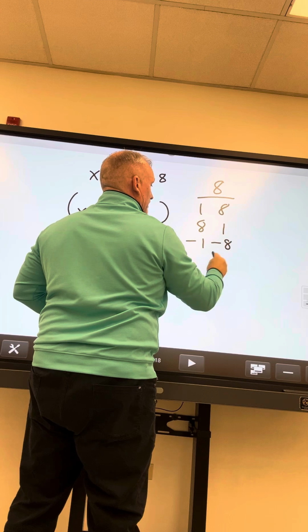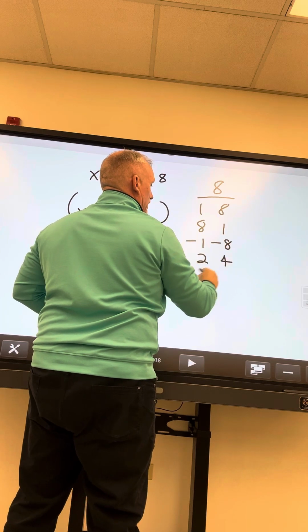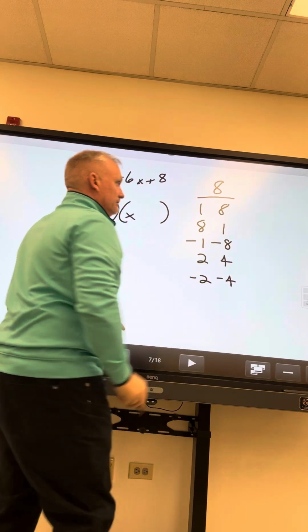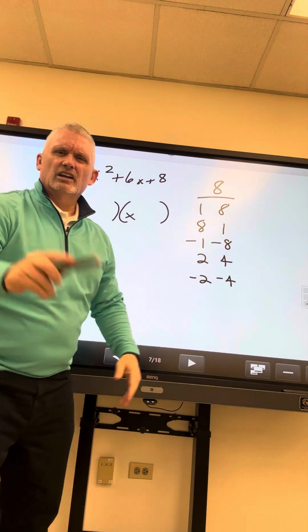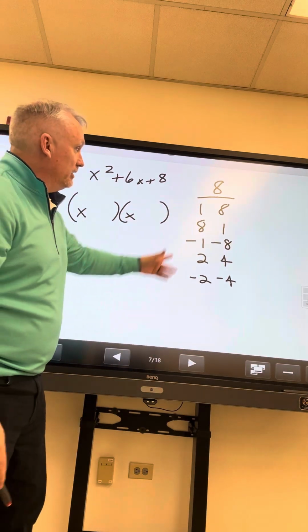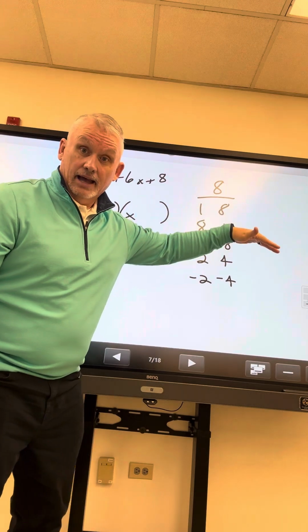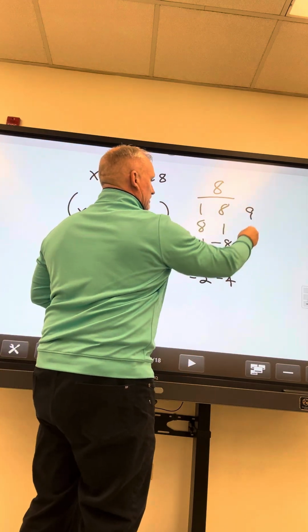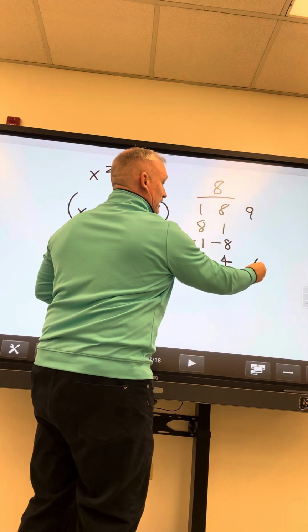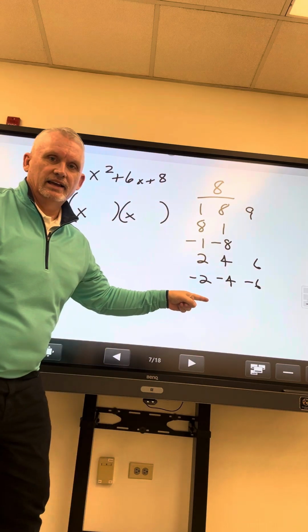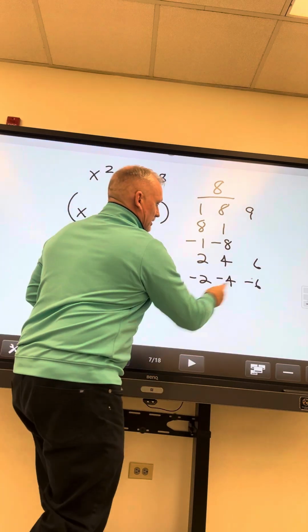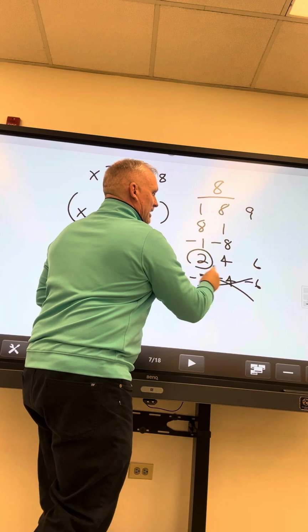Negative 1, negative 8. 2, 4, negative 2, negative 4. You don't have to write them in reverse order, but I want to show you this. It's going to come up a little bit later on in the course. But here you go. So now add them. Well, this is 9. Well, this is 6. Well, that's what I want. I don't want negative 6, because if I add those 2 together, I get negative 6. I want positive.